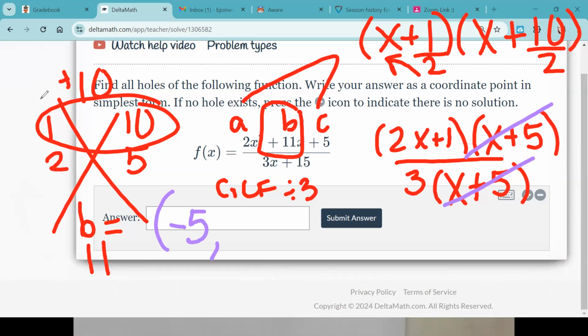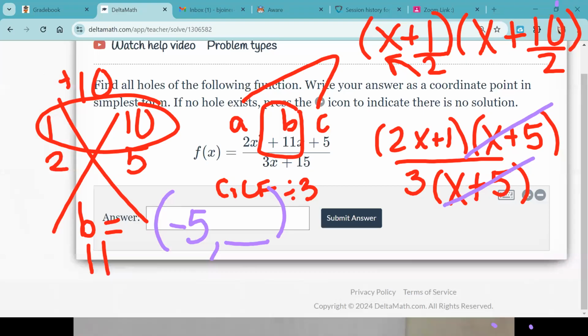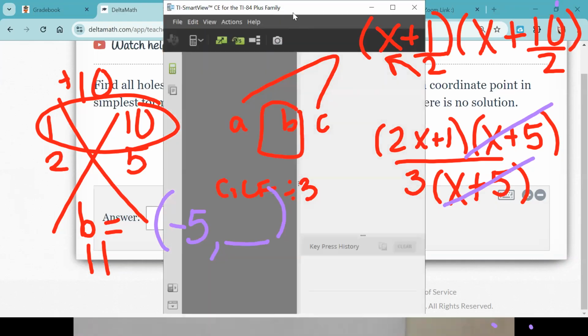Okay, but remember, you need to type it in as an ordered pair. So from this point, okay, you need to take what's left of the equation, put it in your calculator, and then find the y value. Okay, so in the calculator, let me put mine up. You're going to type in a 2x plus 1 over 3. Okay, very slow. And then find your y value at -5.